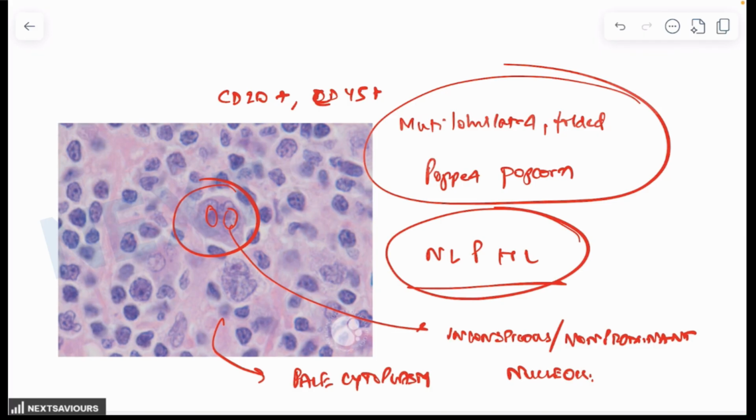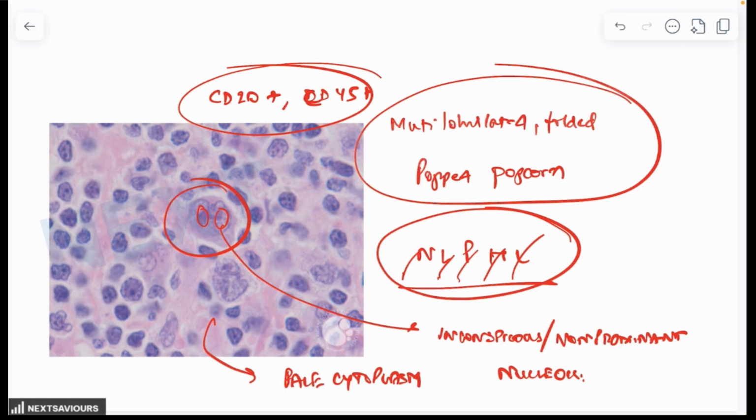Because in the case of classical Hodgkin's lymphoma, there's going to be CD15 positive and CD30 positive, which is not seen in the case of nodular lymphocyte predominant Hodgkin's lymphoma. So this is the important slide which is usually kept for the purpose of identification.